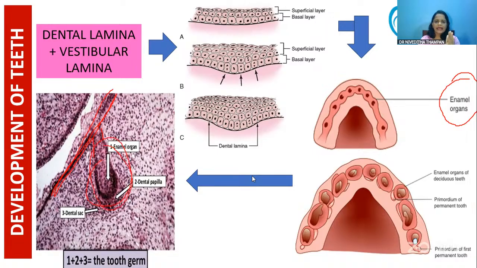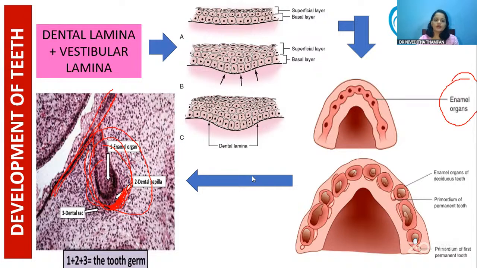Now the area just below this enamel organ is called the dental papilla. Now the area that is surrounding both this enamel organ and dental papilla is called the dental follicle or dental sac. So we have the enamel organ, then just below the enamel organ we have the dental papilla, and the area surrounding the enamel organ and dental papilla is called the dental follicle or dental sac.